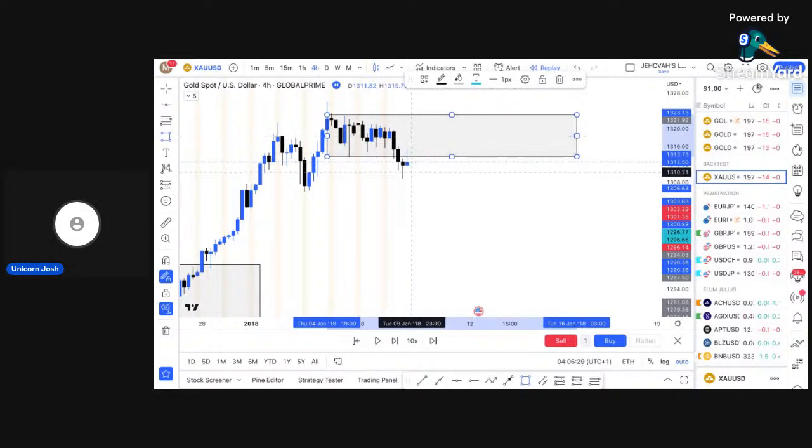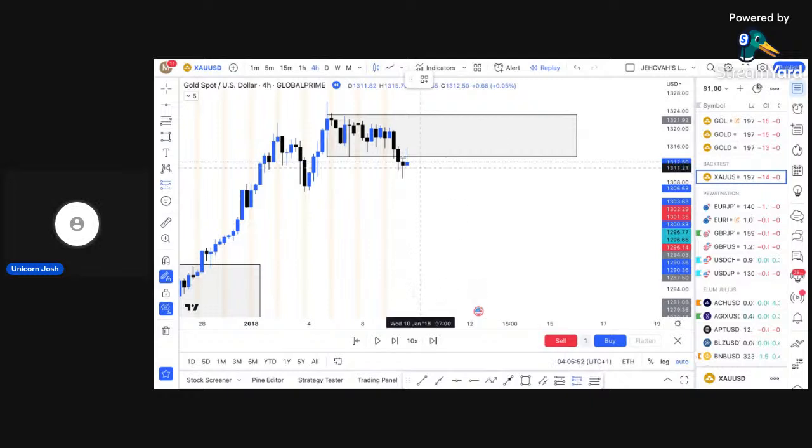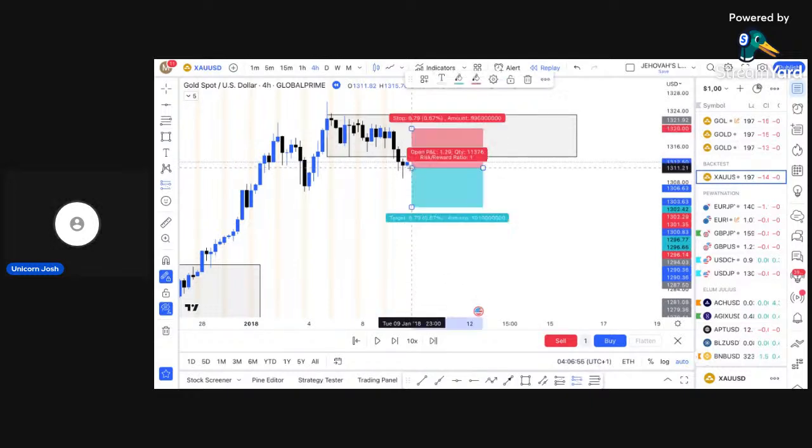This is a sell candle because, as you can see, it's a shooting star. A shooting star is a sell candle. So ideally, I should be entering this trade based on this candle. So that's what I'll be doing right away.